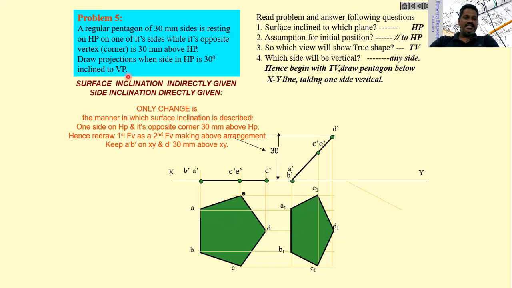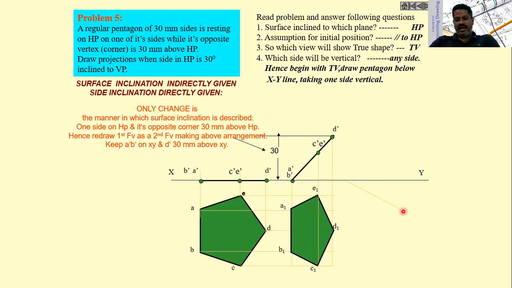Now the other condition is to draw the projections when the side on HP is 30 degrees inclined to VP. In the second step, we have drawn the front view and top view when the other end of this pentagon is 30 mm above the HP. Then the other condition in this problem to satisfy is that one side of the pentagon is at an angle of 30 degrees to the VP.